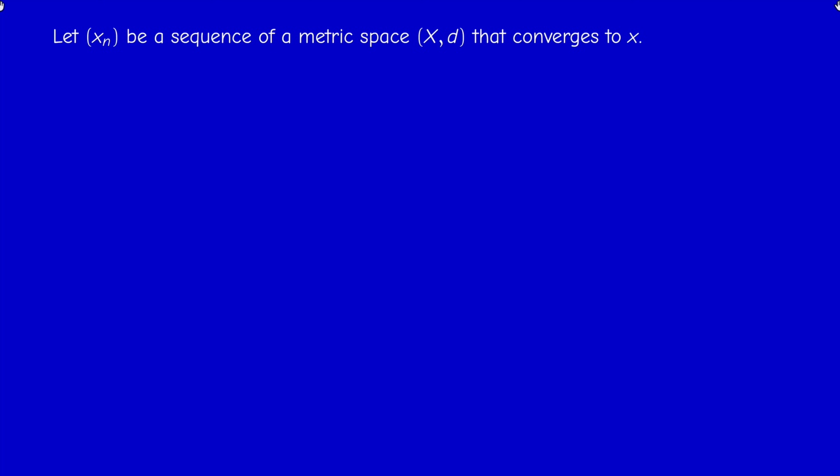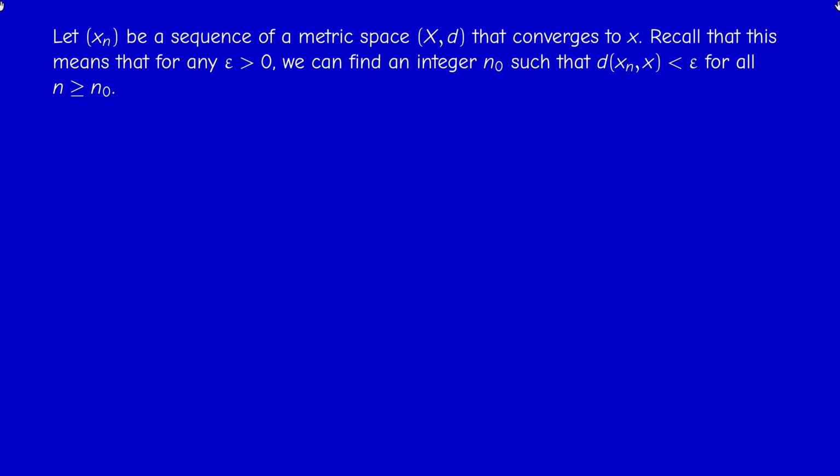What is a Cauchy sequence, and why is it important? Consider first a convergent sequence in a metric space, x_n that converges to x. And we know by now what this means: the distance between x_n and the limit can be made arbitrarily small, less than any positive number, if n is large enough.